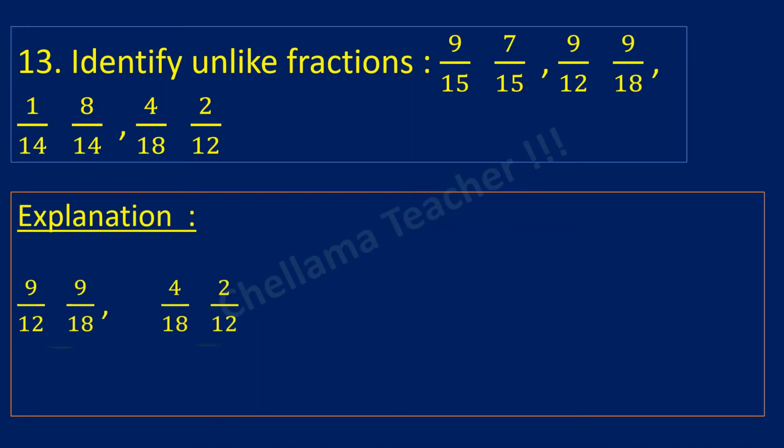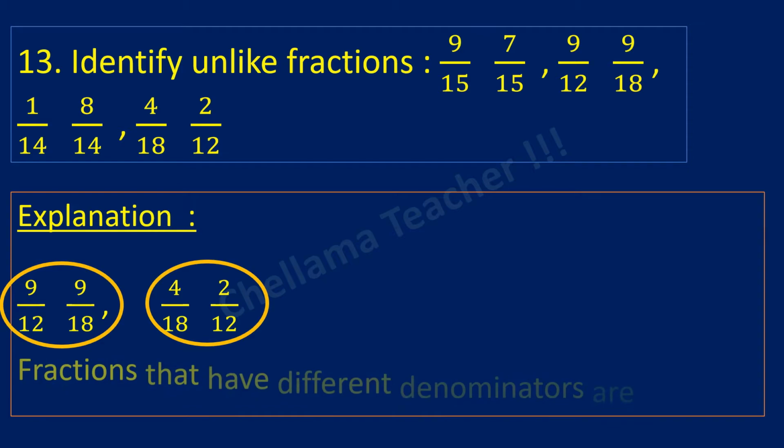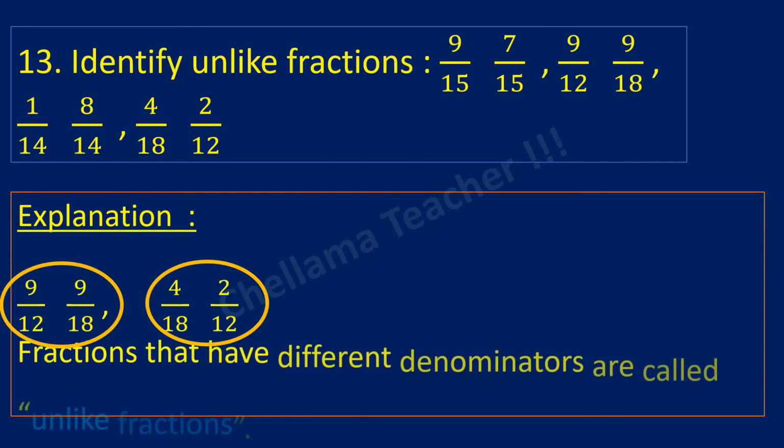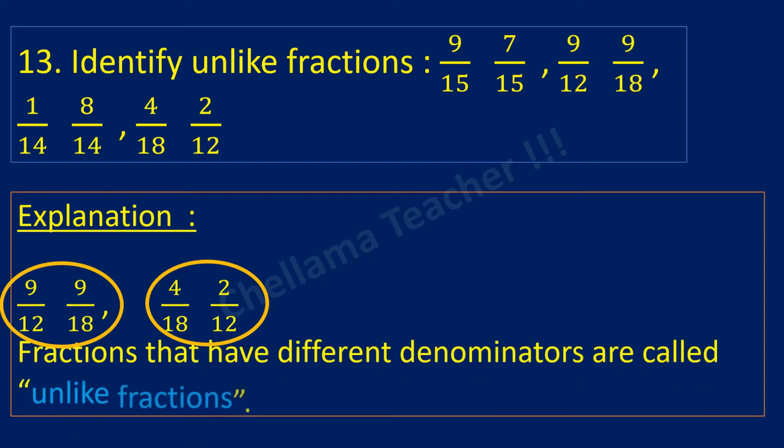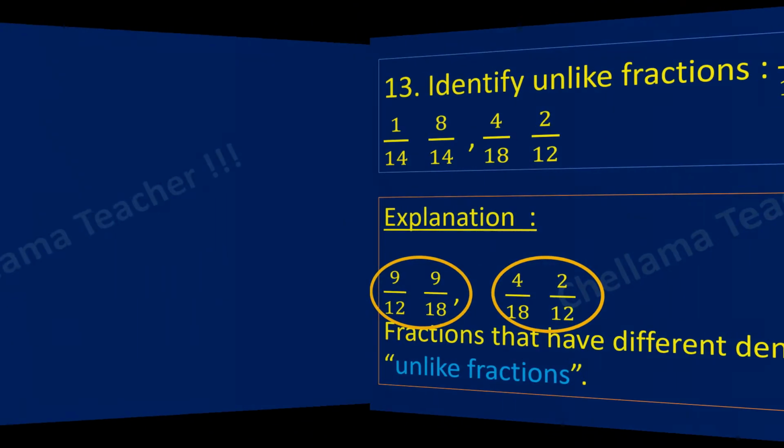Here, fractions that have different denominators are called unlike fractions. Among these given 4 sets of fractions, 2 sets, that is 9 by 12 and 9 by 18, and another set 4 by 18 and 2 by 12, have different denominators. So those 2 sets are called unlike fractions.